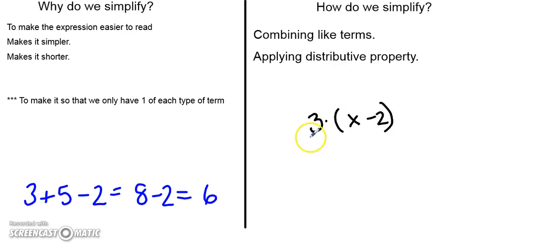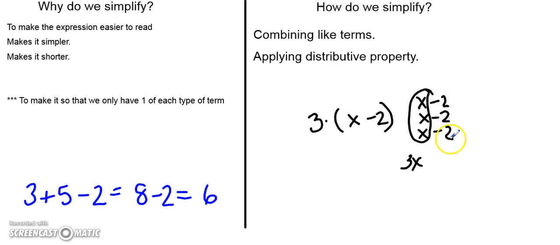Okay? What this says is that we have 3 groups of x minus 2. X minus 2, x minus 2. There's a second group. Here's a third group. And I ask, how many of my variables do I have? I have 3 of them, so it becomes 3x. Can I combine these constants together? What is 3 groups of negative 2?